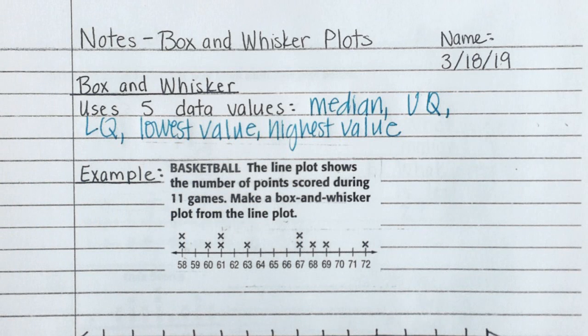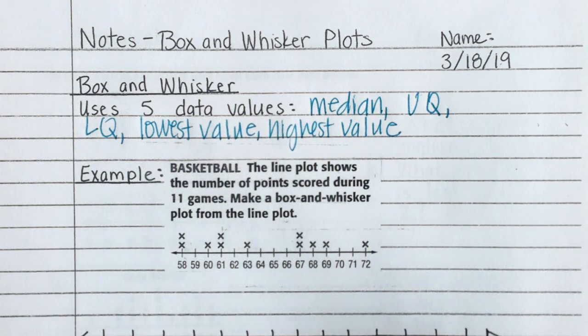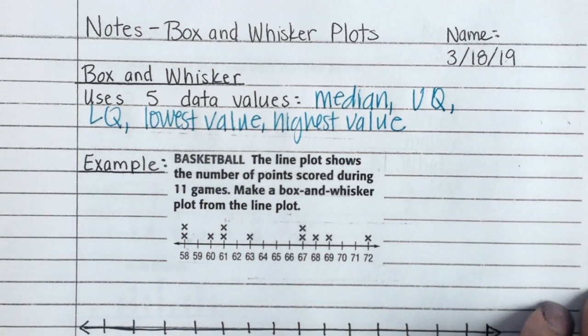A lot of times you'll hear them refer to the lowest extreme or the highest extreme. That just means your highest and lowest numbers. So, as we've said the whole time, what do you think? If we have to find all of these values, what do you think the first thing you have to do is? Sort them in order, least to greatest. Because if you don't, you can't figure out these values.